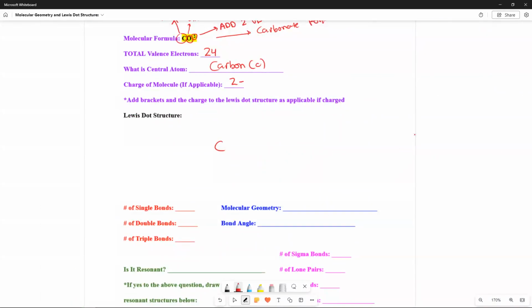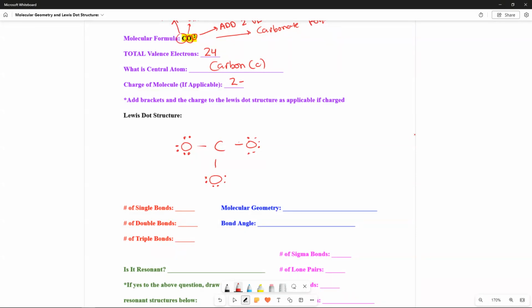Once again, put carbon in the middle. Make your bonds to oxygen. And that's 2, 4, 6. And we're aiming to go to 24. Alright, so we're going to fill all our oxygens, make them happy. 2, 4, 6, 8, 10, 12, 14, 16, 18, 20, 22, 24, 26.